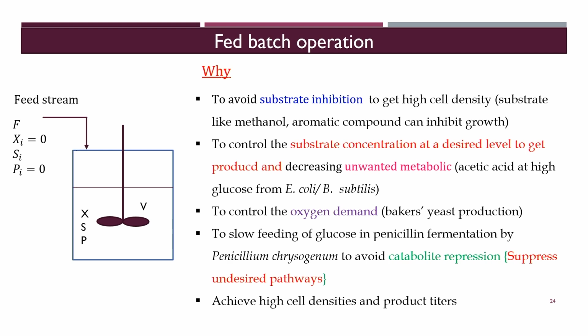So, first is, as we discussed, to avoid substrate inhibition, particularly when substrate concentration is high at the inlet, it causes the inhibition. So, if you feed the substrate intermittently, we are able to tackle the most important substrate inhibition part. And second, it leads to the generation of high cell density, because by tuning the feeding rate, it is possible to extend both the exponential phase as well as the growth phase.